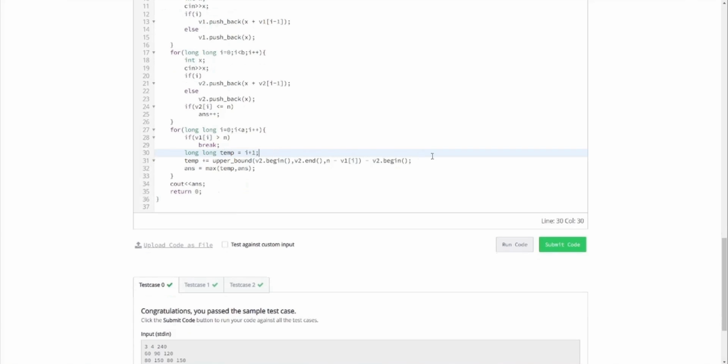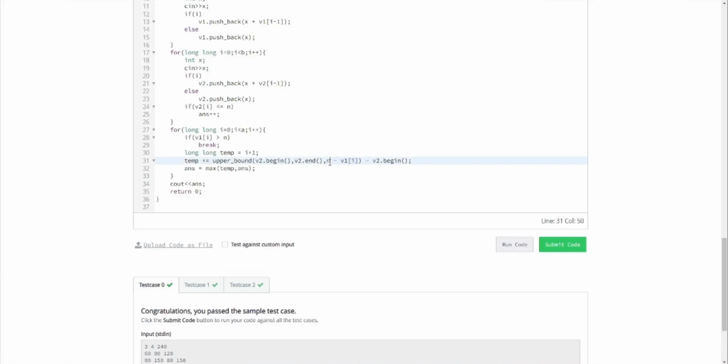So here we have declared a temporary variable, which is i plus 1. Our temporary variable plus equal to upper_bound. So we are using the upper_bound function. The upper_bound function returns the index nearest to the last parameter number. I'll give you a better idea of it. We pass the starting point of vector v2 and the end point of vector v2, and this is the number for which we are finding the closest number in vector v2.